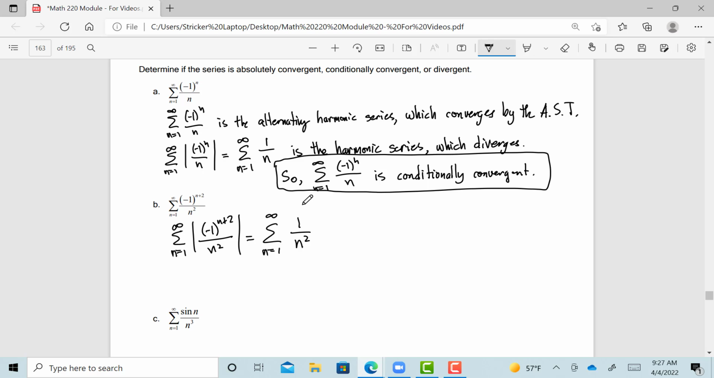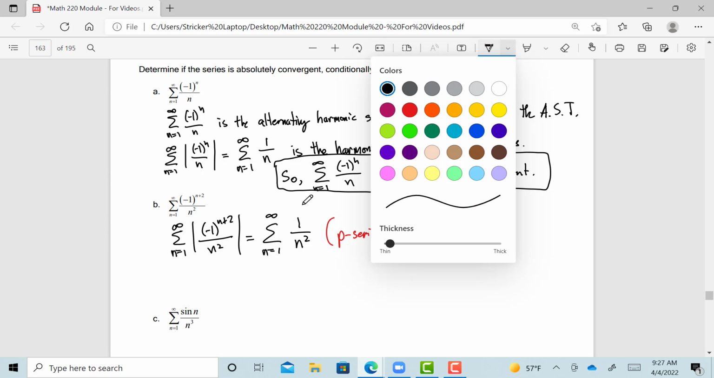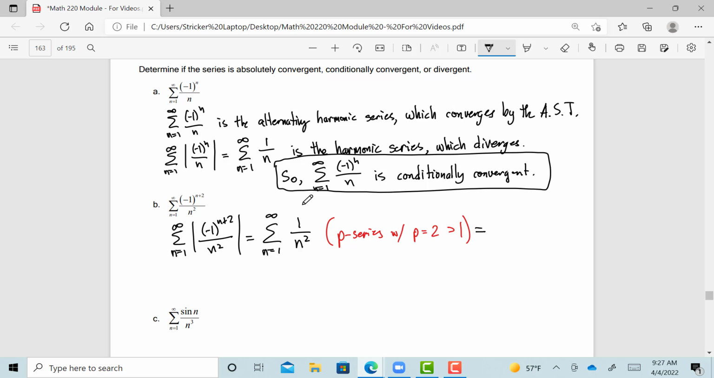Okay, well, hopefully you said because it's a p series, right? It has that form of 1 over n to the p. This is a p series with p equal to 2, which is greater than 1, right? Anytime our p value is greater than 1, we get a convergent p series. So this is a convergent p series.